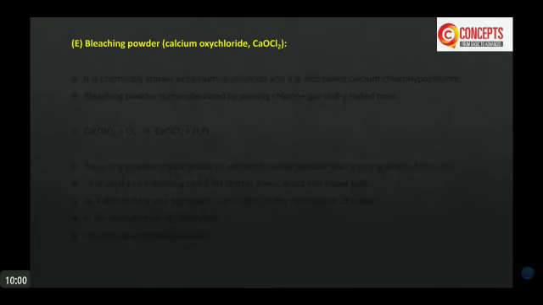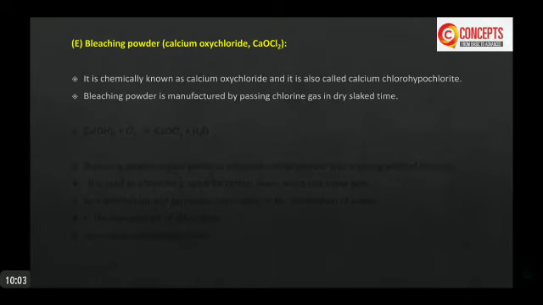So the last salt is bleaching powder. Now, what is bleaching powder? It is chemically known as calcium oxychloride. It is also called calcium chlorohypochlorite. Bleaching powder is manufactured by passing chlorine gas into dry slaked lime. The reaction is that calcium hydroxide with chlorine gives you calcium oxychloride and water.